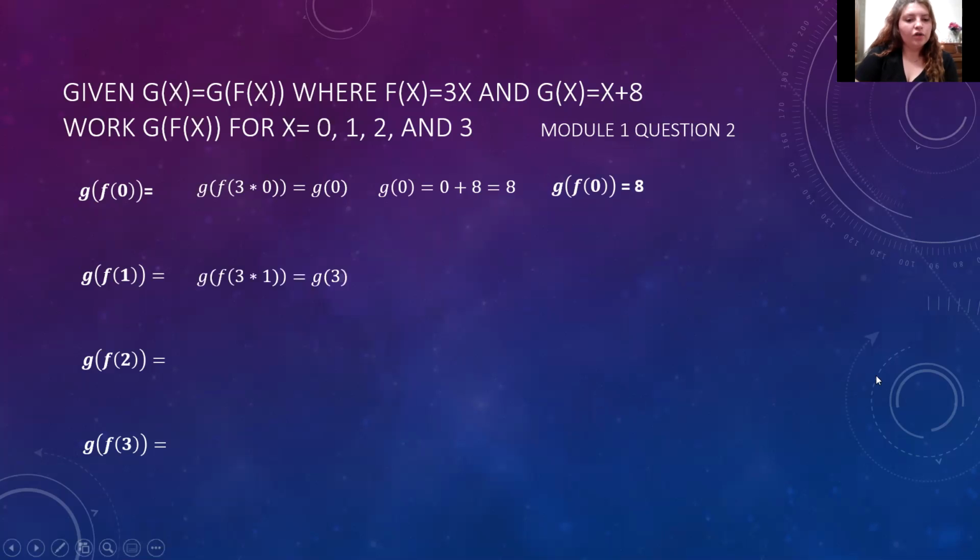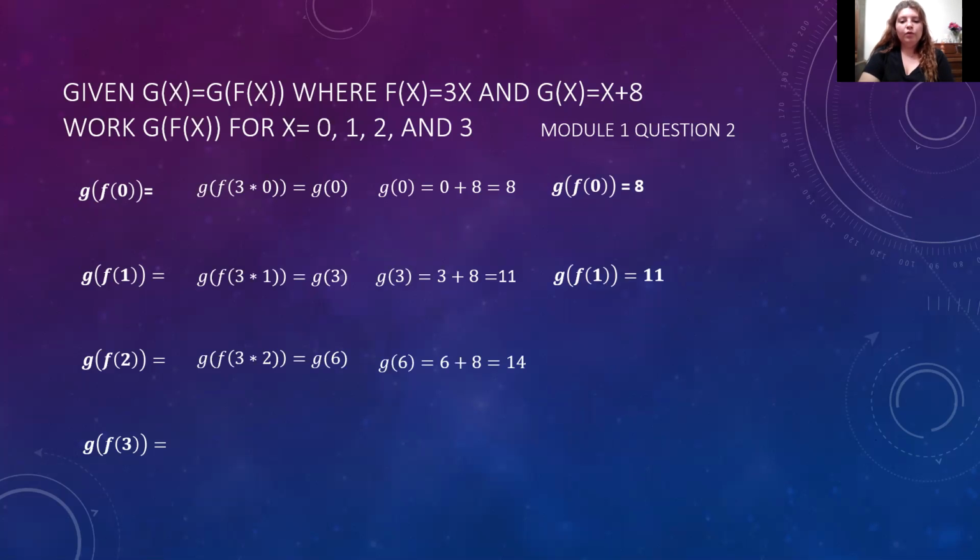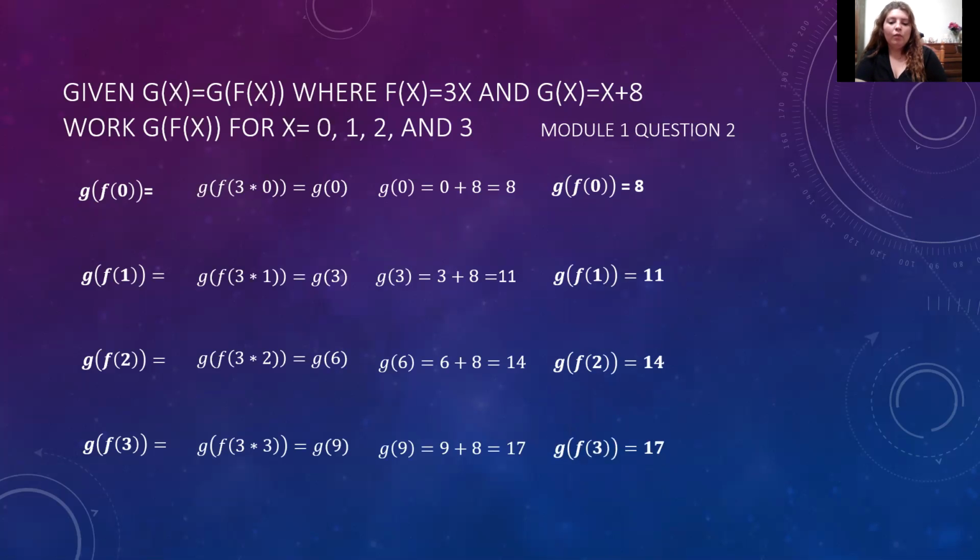So then we're going to try 1. And we're going to do the same thing. We're going to start by plugging it into that f value. So 3 times 1 is 3, and then take that 3 and plug it into the next one. So 3 plus 8 is 11. So g of f of 1 is 11. And then for 2, we are going to get 14. And for 3, we're going to get 17.